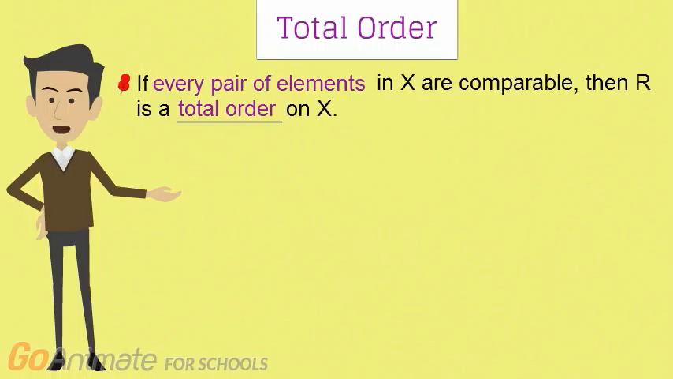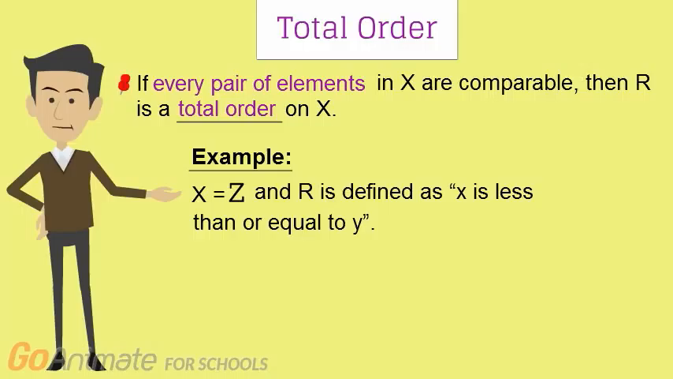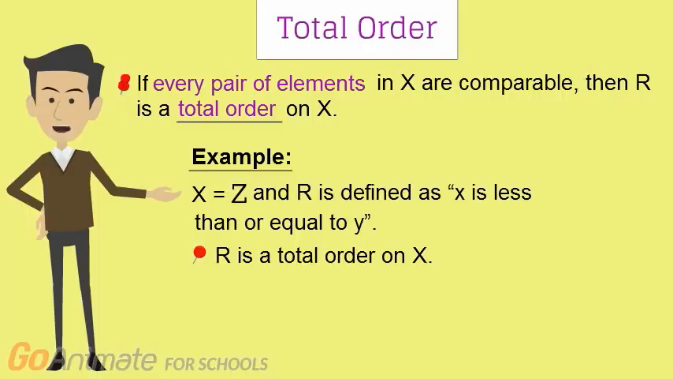If every pair of elements in X is comparable, then R is a total order on X. For example, if X is the set of all integers, and R is defined as the relation X less than or equal to Y, then R is a total order on the set of all integers. R is a total order because, given any two integers A or B, we can determine whether A is less than or equal to B, or vice versa.